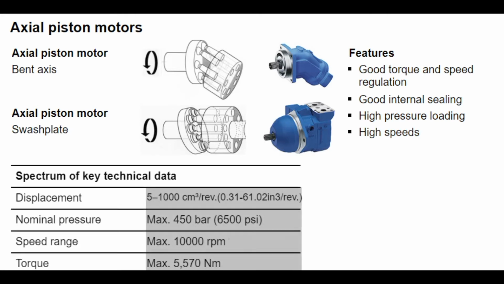Their compact installation space helps to keep drives small. They are used in winch drums and drive milling drums. Axial piston motors are also used as the travel drive for crawler and wheeled vehicles, and can be found in the slewing drives of excavators and cranes.